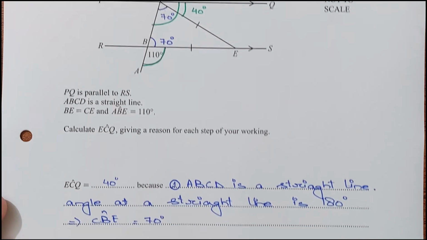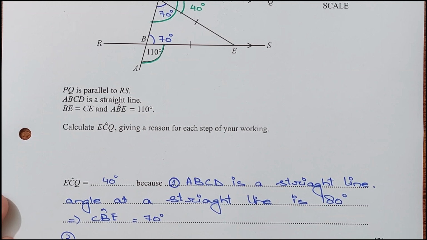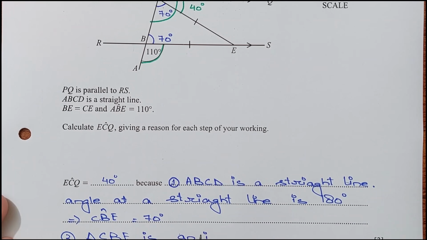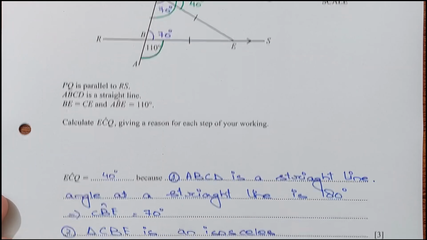Now the second reason is triangle CBE is an isosceles triangle, right?